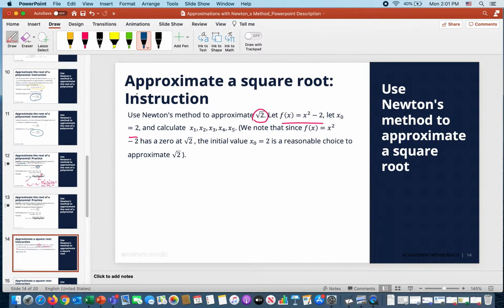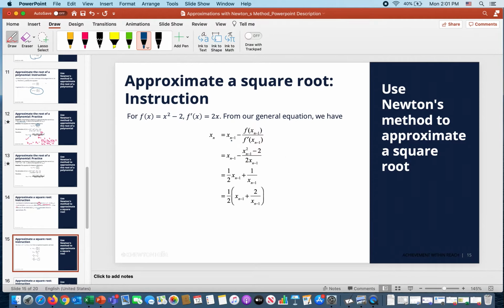Okay, so with that in mind, we want to figure out an approximation for the square root of 2. And notice they choose x sub 0 to be 2. You could have chosen x sub 0 to be something bigger than the square root of 2, but you can't choose it to be smaller than the square root of 2. So that's why 1 would not work right here.